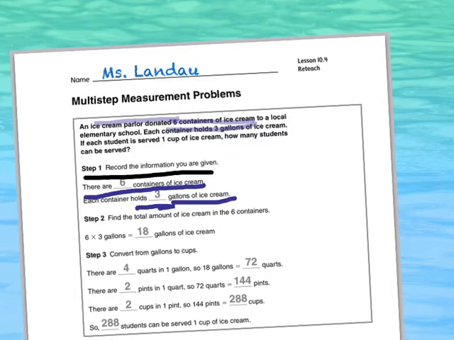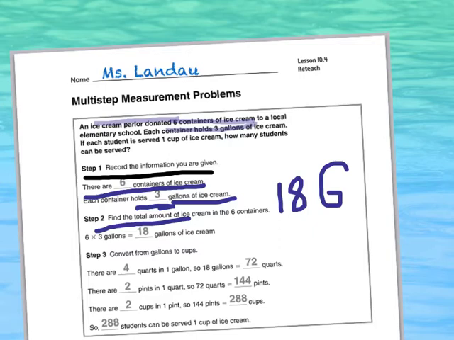So to figure out how many gallons of ice cream there are, we need to multiply it together. So we're going to find the total amount. 6 times 3 is 18. Now we're going to convert from gallons to cups because they don't want to know how many gallons there are. We know there are 18 gallons of ice cream, but we want to know how many cups we can serve.